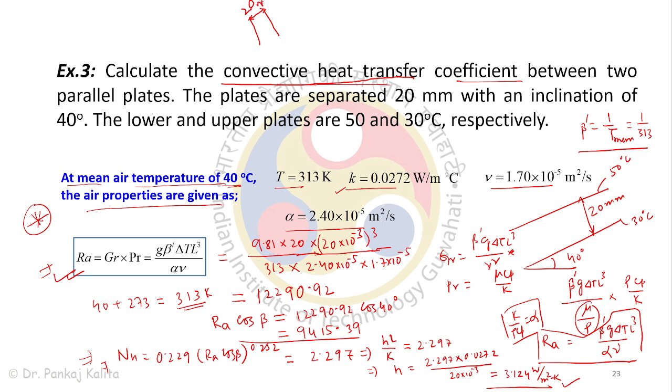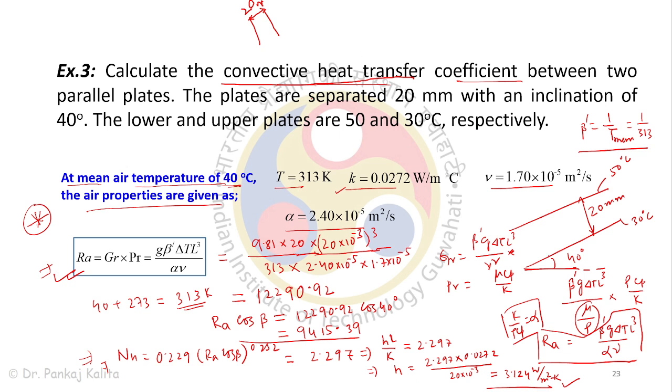Okay, and inclination of 40 degrees. So it's basically given inclination from the horizontal. So basically, in this diagram you can see this is your horizontal. So these two parallel plates are there, 20 mm apart at 40 degrees from horizontal.